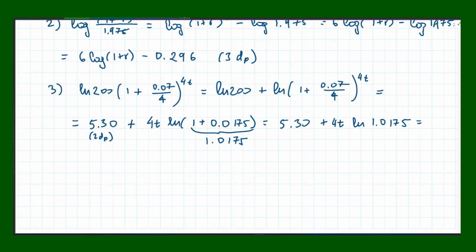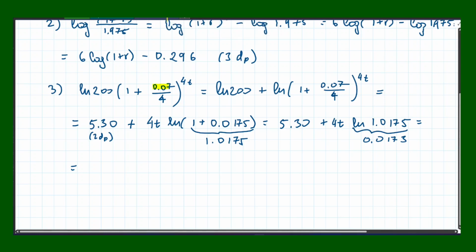So then what we have here is 5.30 plus 4t times ln of 1.0175. But what I've also noticed here is that in this ln 1.0175, I've got the base, which is e, and I've also got the argument, so I can calculate this value too. So let's do that. Pick up the calculator, and the calculator gives me 0.0173. Because the original expression had 2 decimal places in it, I'm going to round everything to 2 decimal places in the final expression as well.